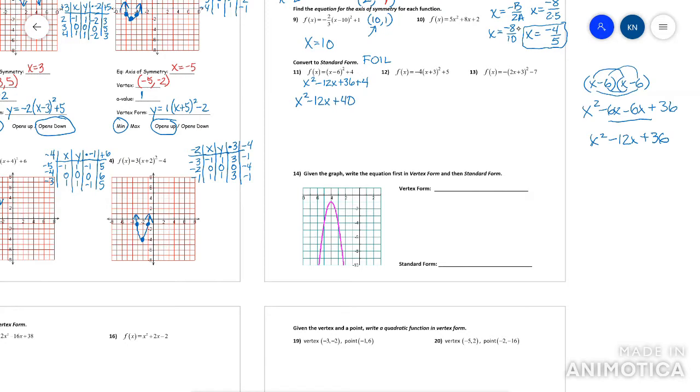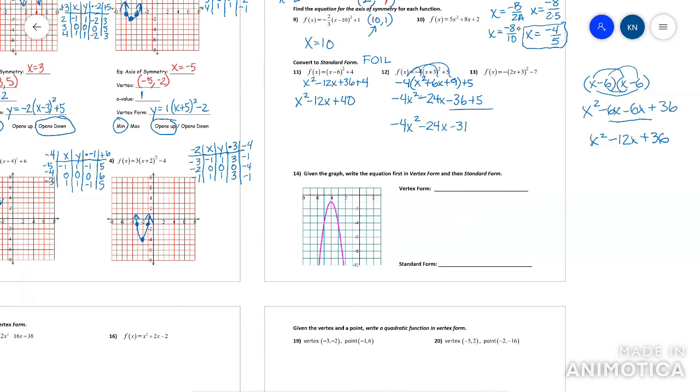The next one's a little more challenging because you'll do your FOIL and you'll get x squared plus 6x plus 9. But then you're going to have to distribute a negative 4 to all of these things. So it turns into negative 4x squared minus 24x minus 36. And then don't forget, you still have that plus 5 at the end. So you'll have to combine these like terms there. So it's going to look like negative 4x squared minus 24x minus 31.